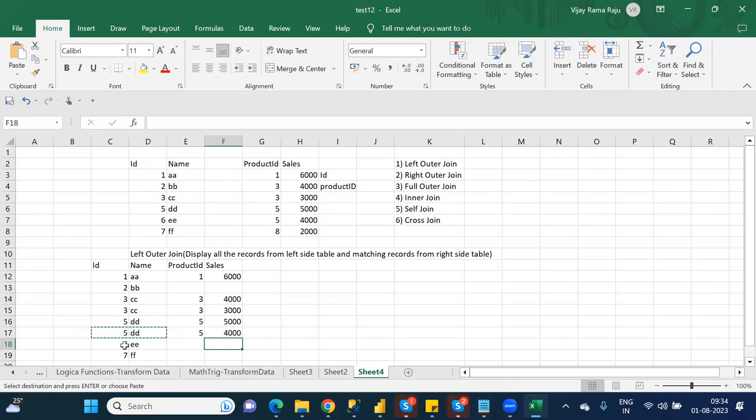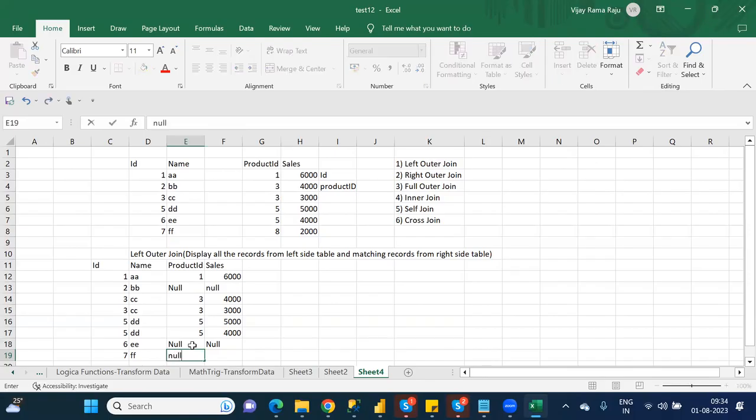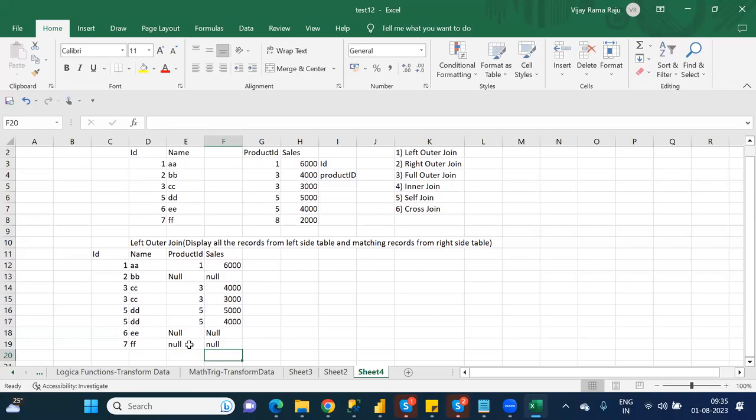Is 6 matching to the right side table? Leave it. Is 7 matching to the right side table? No. Then in place of this one, what value will be placed? Null. Understand clearly or not?